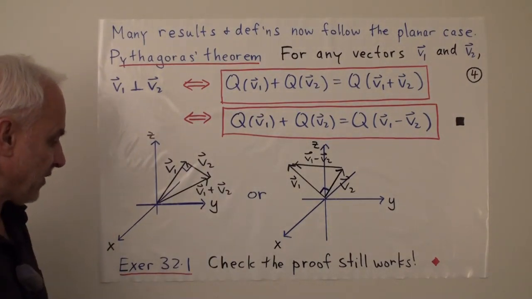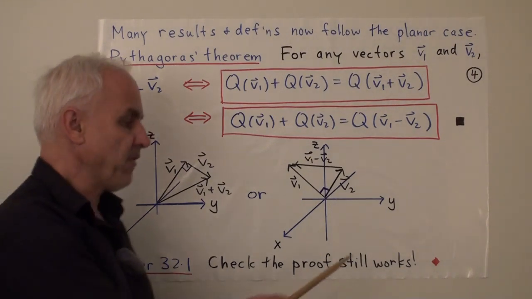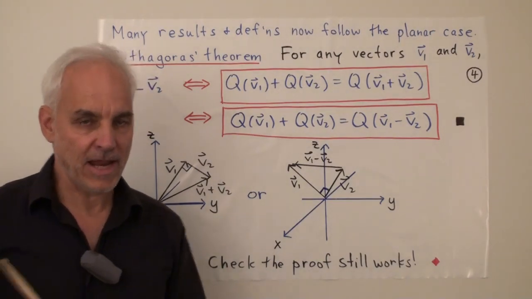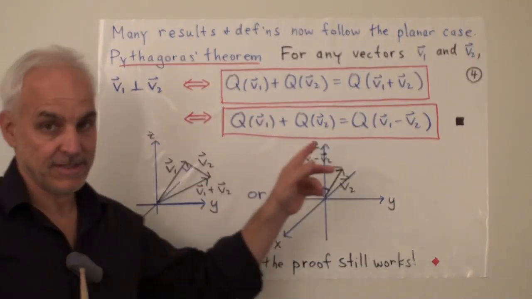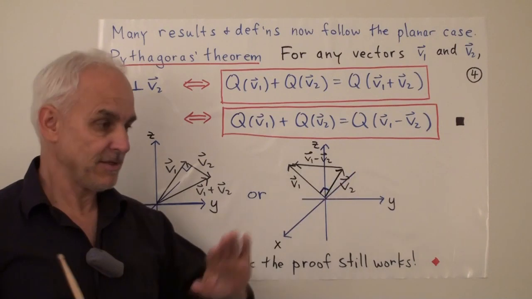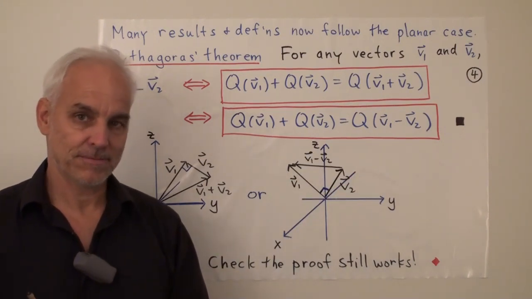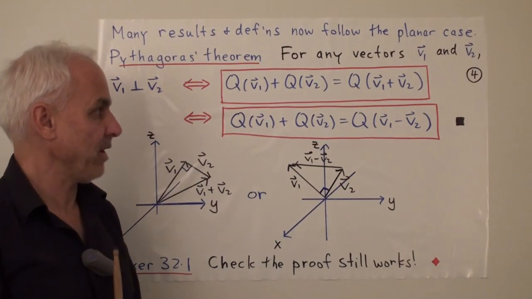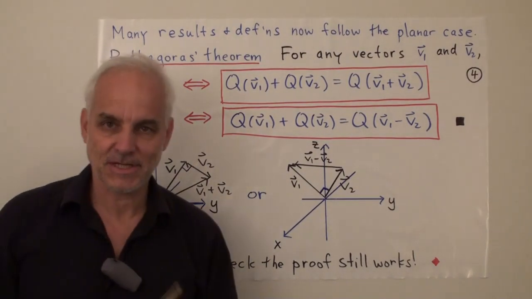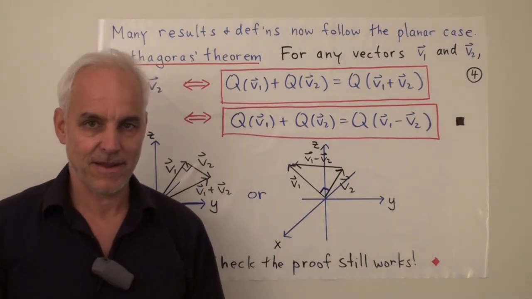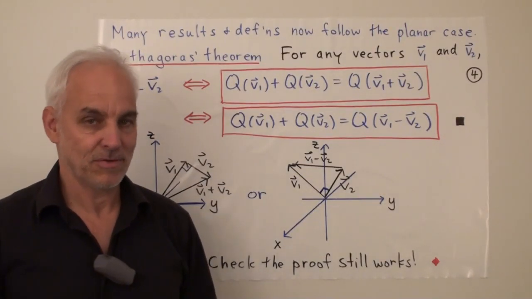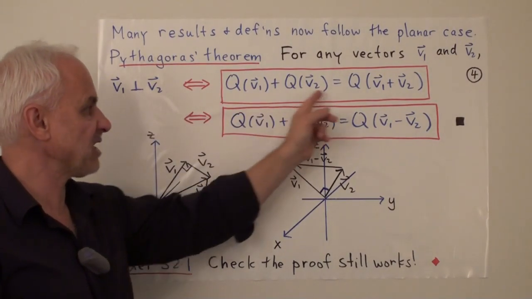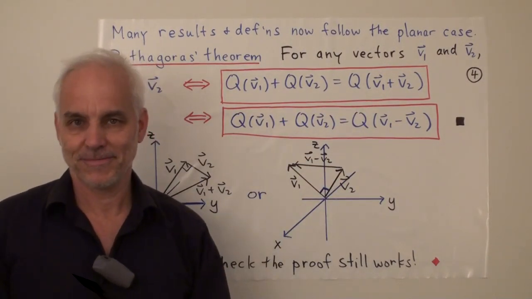And your exercise, first one today, is to check that the proof still works. That the proof that we wrote down for the planar case is verbatim exactly the same here, and still works exactly as before. So we have to make sure that Pythagoras is still holding for exactly the same reason as it did before, a purely algebraic derivation, the equality between this kind of perpendicularity and this expression between three quadrants.